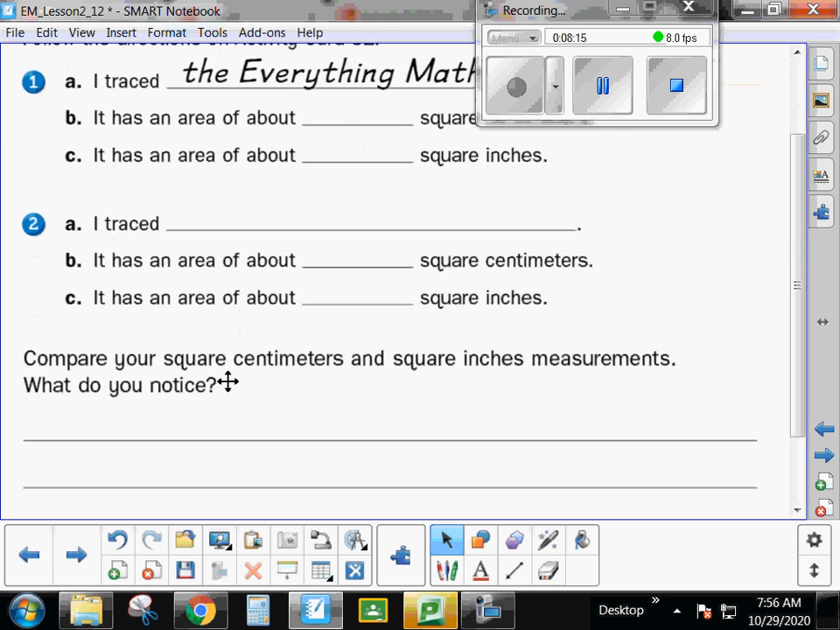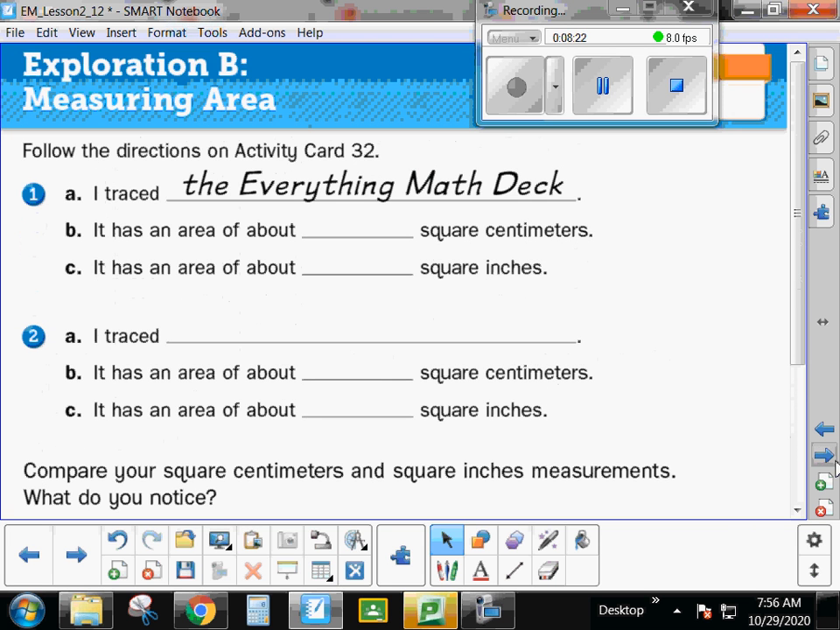And then it asks you to compare your square centimeter and your square inch measurements and tell me what you notice. So that is exploration B, where you're going to be exploring area. And we'll learn a lot more about area coming up soon.